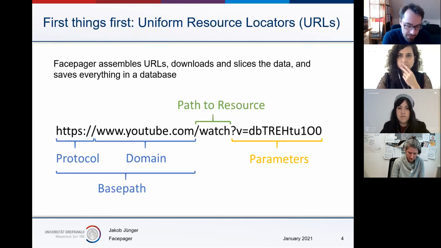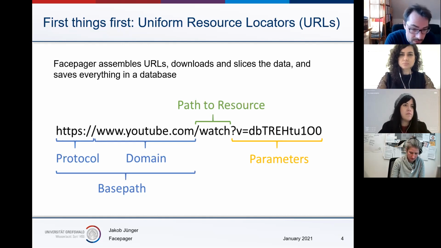The basic thing Facepager does, and this is crucial for web scraping, is it assembles URLs. URLs are the web addresses you put in the browser, and it puts together URLs, such as this YouTube URL here. And this consists of a base path and a path to the resource. This is the part behind the domain, and then parameters. And Facepager assembles this all for you.